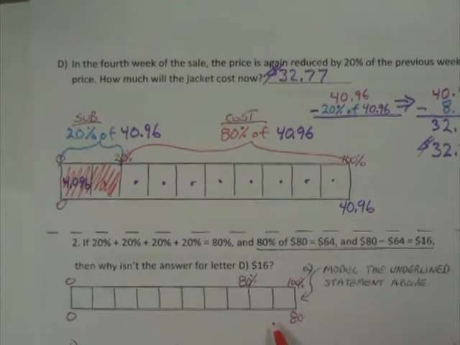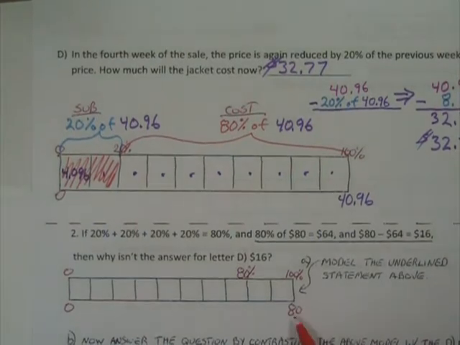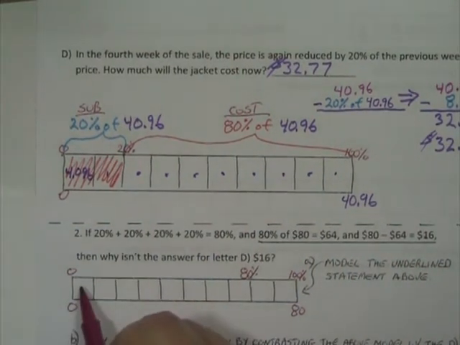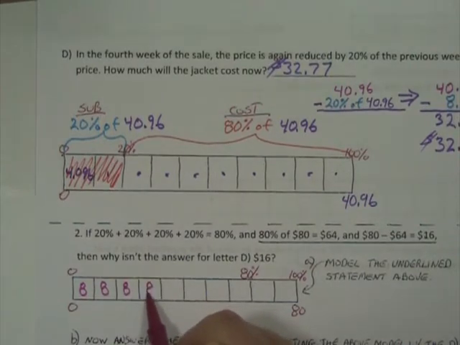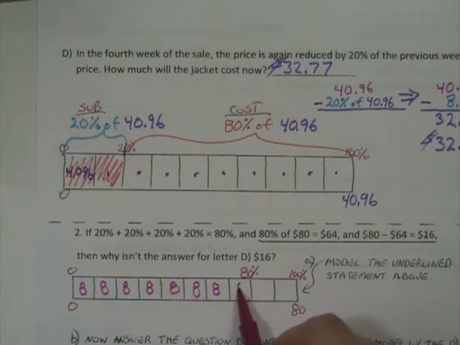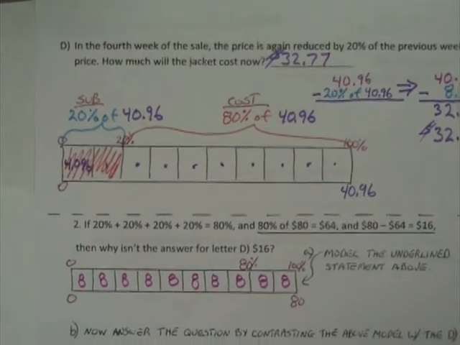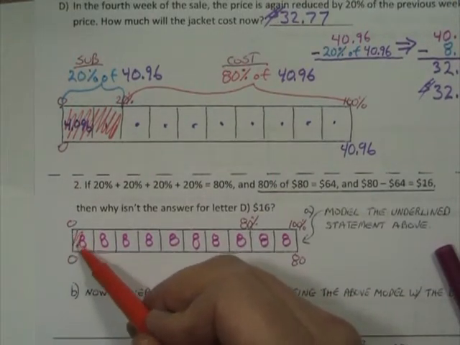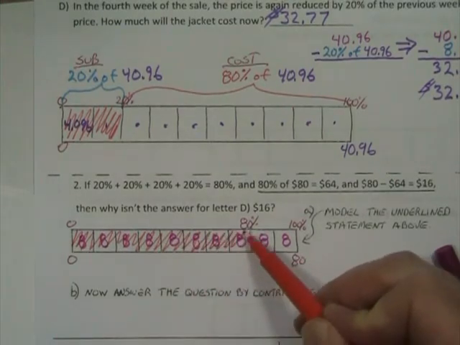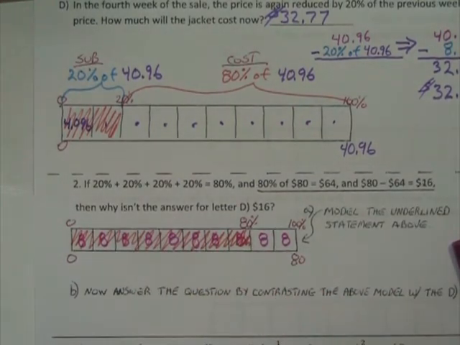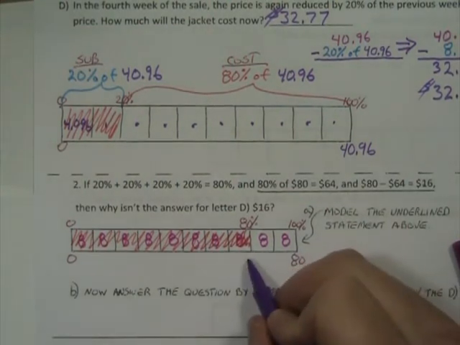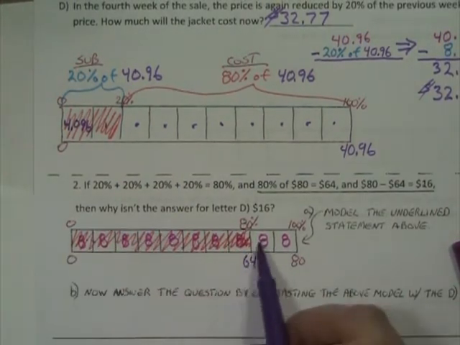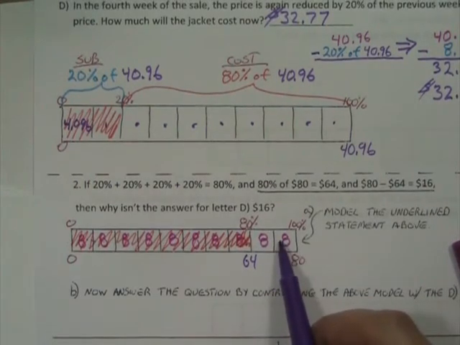Let's go ahead first of all and make a model of this right now. So let's see, we have $80. Each one in here is $8. I'll just put 8 in here for each one. It's not that hard. I can handle this. Okay, so each one's $8, and we want to take away 80%, right? And 80% is 64, right? 8 times 8 is 64. So if you took this away, you only have 16 left over.